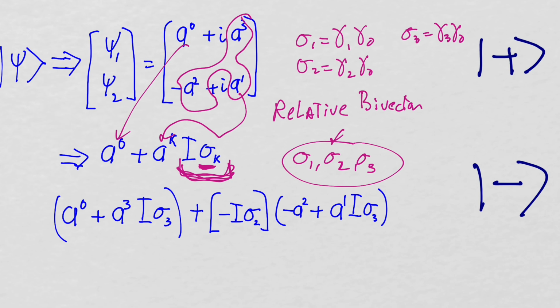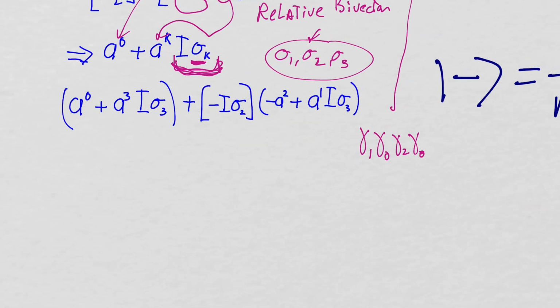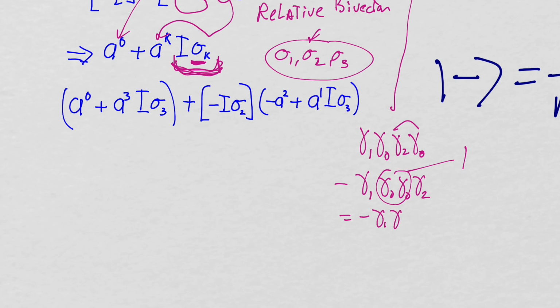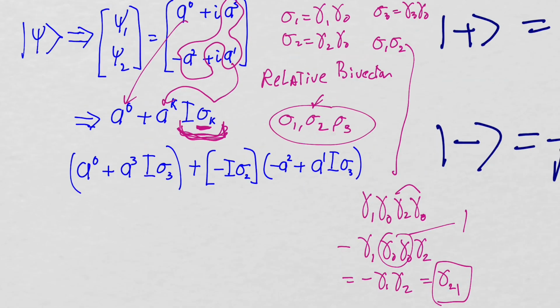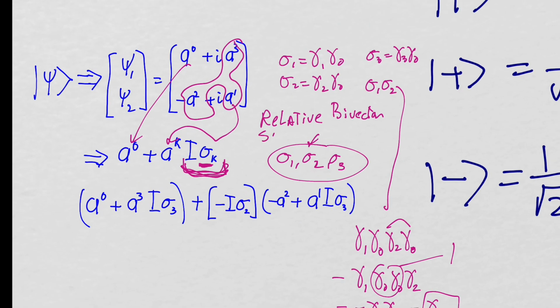If you have any bivector in the three-dimensional algebra, for example, sigma 1, sigma 2, that becomes sigma 1 gamma 0, gamma 2 gamma 0, right? And you flip these two around, you pick up a minus sign, you get gamma 1 gamma 0 gamma 0 gamma 2, and remember, gamma 0 squared is going to equal 1. So it's minus gamma 1 gamma 2, which is gamma 2 1, which is also a bivector in the space-time algebra. So it is also a space-time bivector.